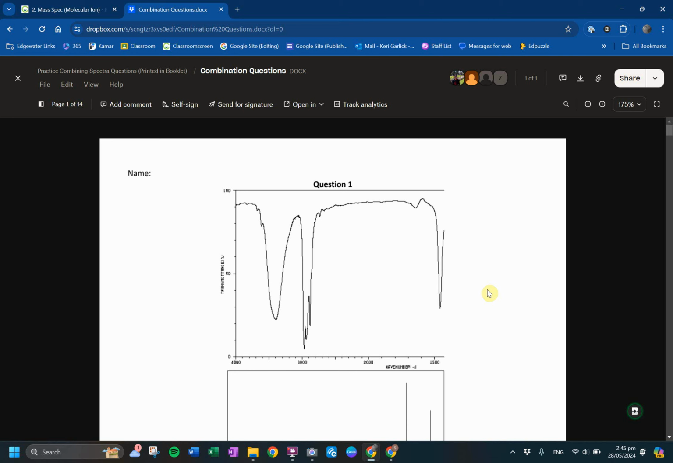I'm going to find my notes. What functional group is that? Look at your resource sheet. I think I have mine in my bag somewhere. What's the functional group?